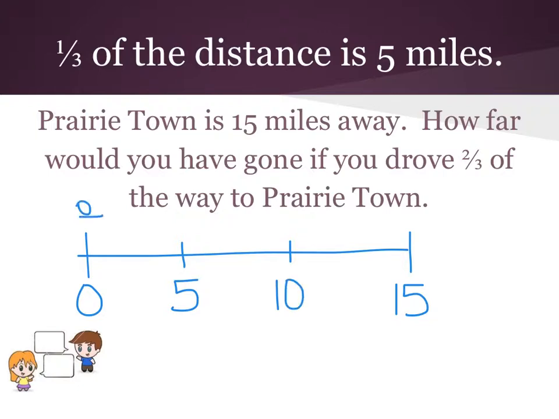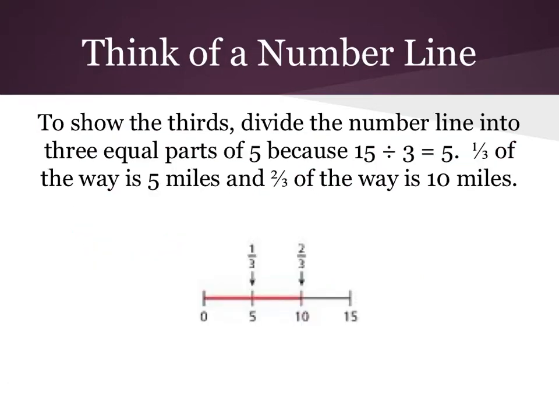We can even show a double number line that labels the thirds. 3/3, which is the entire distance, is equal to 15 miles. And each third is 5 miles, so 2/3 would be 10 miles away. Just remember, to show the thirds, divide the number line into 3 equal parts of 5, because 15 divided by 3 is equal to 5. 1/3 of the way is 5 miles, and 2/3 of the way is 10 miles.